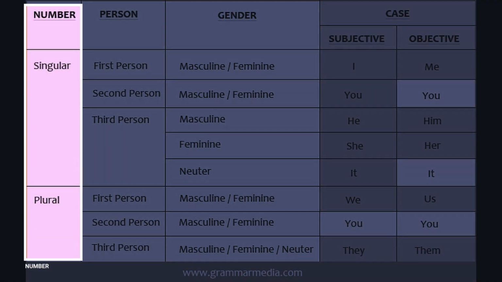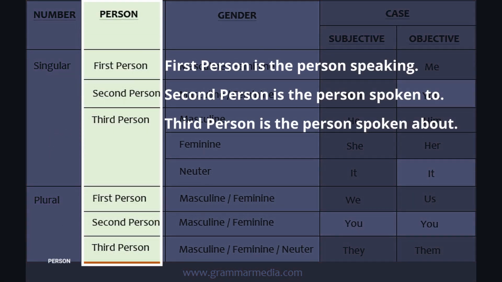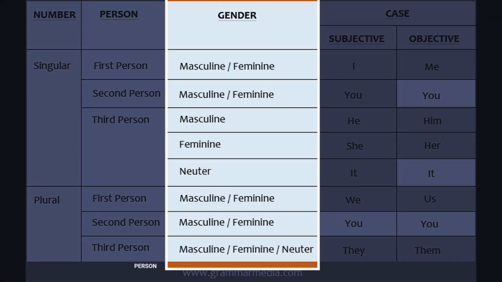Number identifies the persons as singular or plural. Persons identify the person speaking, the person spoken to, and the person spoken about. Gender identifies personal pronouns as masculine, feminine, and neuter.